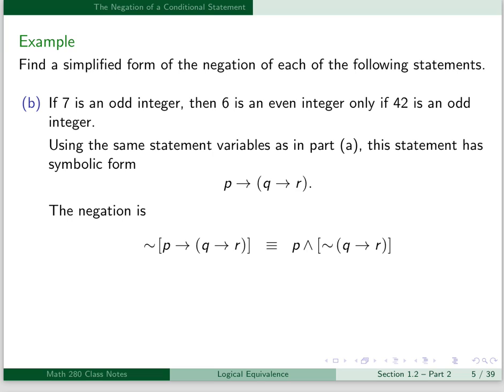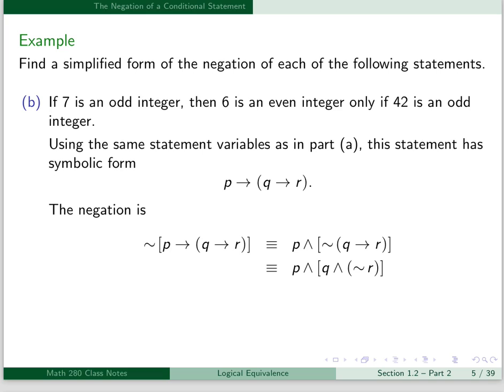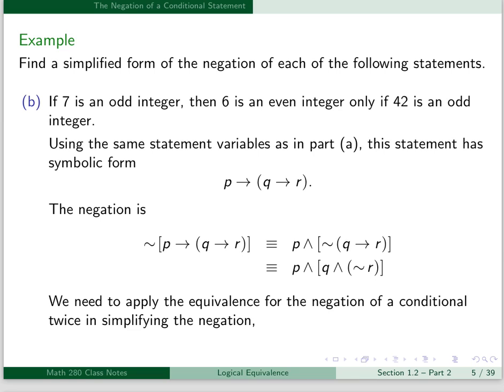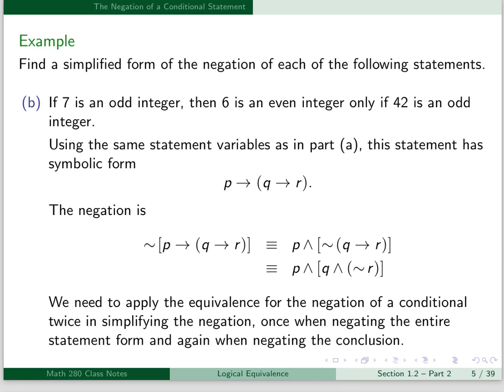So to negate the conditional, we keep the hypothesis P alone, change the conditional to an and, and we negate the conclusion, which in this case is Q implies R. And this simplifies further to P and Q and not R. So we need to apply the equivalence for the negation of a conditional twice in simplifying the negation, once when negating the entire statement form, and again when negating just the conclusion, Q implies R.